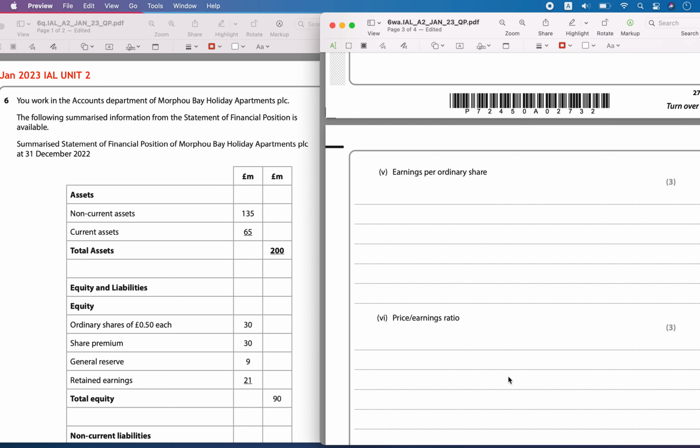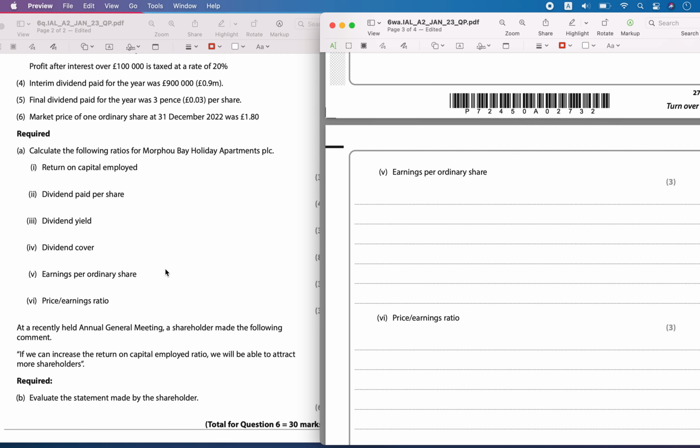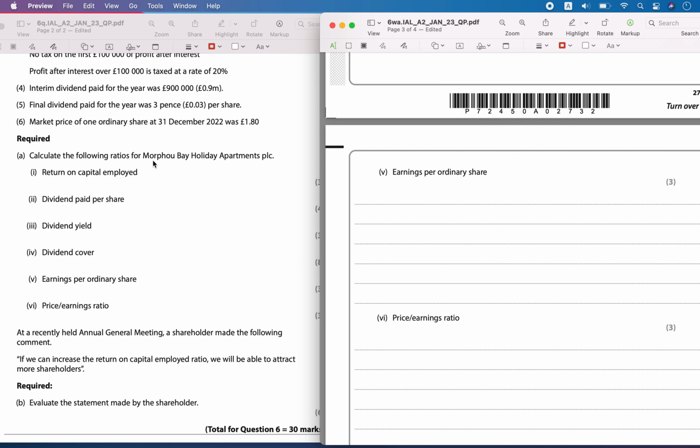Hello, today we are solving Jan 2023 IAL Unit 2 question number 6. We are supposed to calculate the ratios for Morpho Bay Holiday Apartment PLC. In the first part we had calculated return on capital employed, dividend paid per share, dividend yield, and dividend cover. Now we are supposed to calculate earnings per share.